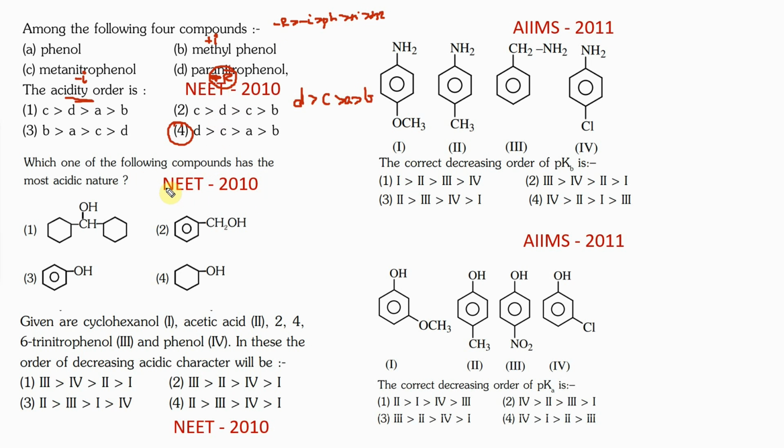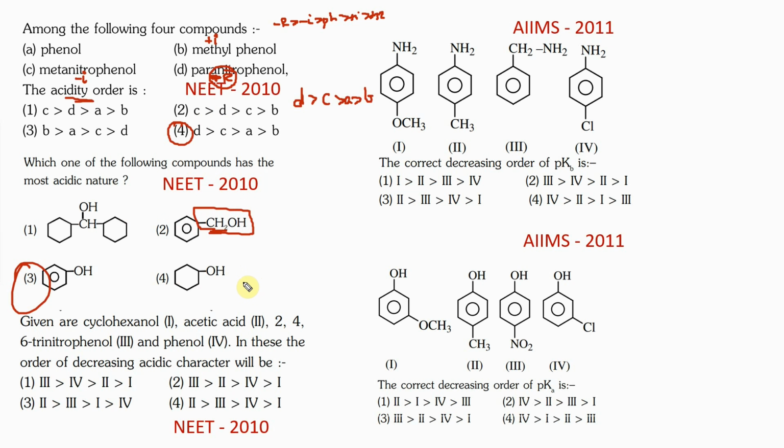Which of the following compounds has the most acidic nature? So all of them have an OH group. They are asking for alcohol acidity. Now we know that alkyl alcohols are not acidic. Phenol is acidic. That's all. This is not an alkyl alcohol. This is actually, this is not phenol. This is an alkyl alcohol. So it is not going to be great.